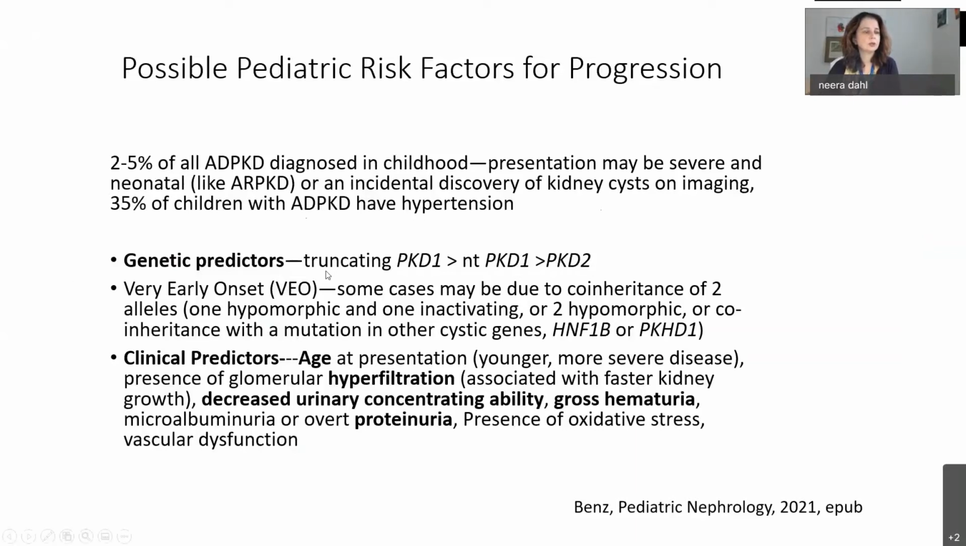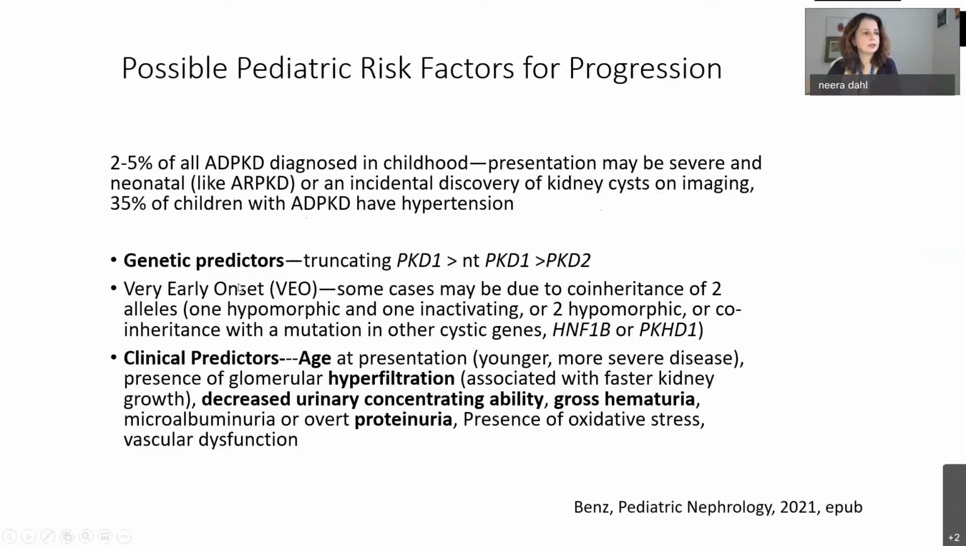There are genetic predictors. These are the same as predictors of progression for adults. A truncating PKD1 mutation is associated with earlier onset progression than a non-truncating PKD1 mutation or a PKD2 mutation.